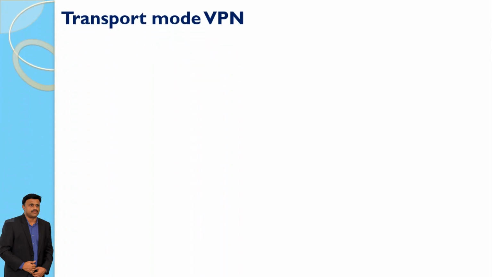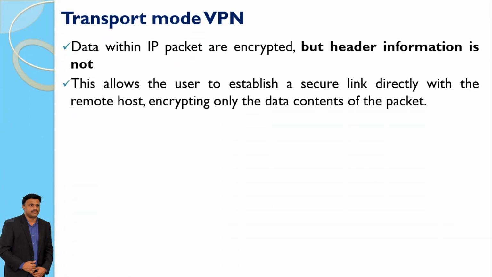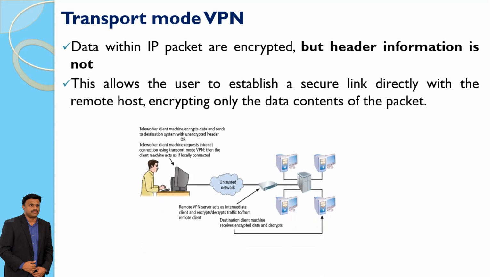Transport mode VPN encrypts the data within IP packets but not the header information. This allows users to establish a secure link with a remote host, encrypting only the data contents of the packet.